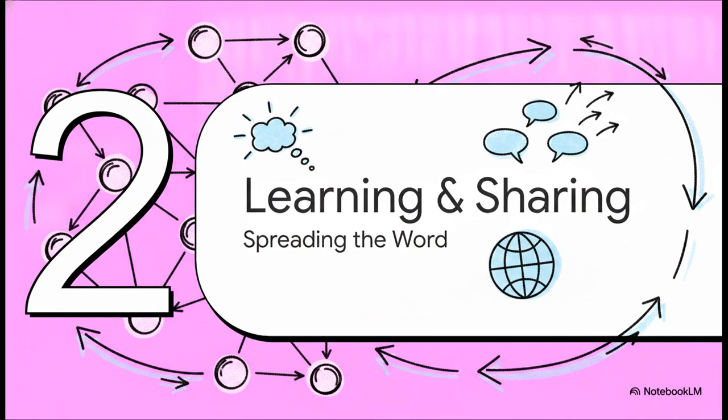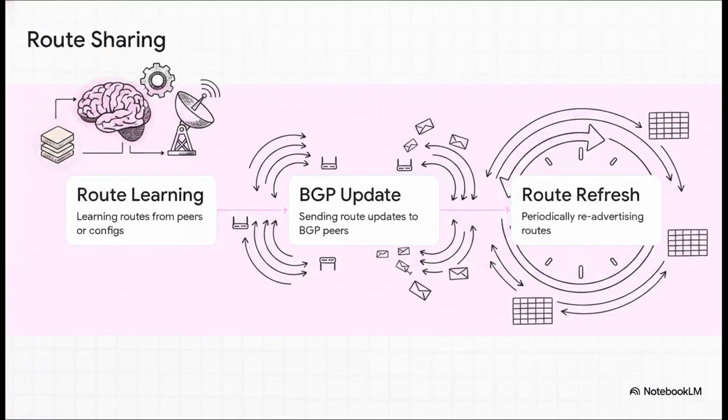Moving right along to Section 2, learning and sharing routes. So how does a specific route actually get born? Well, the operational flow is incredibly structured. Step 1 is route learning. A router has to discover a path first, and it gets this either from its peers or from a static configuration put in by a human engineer.